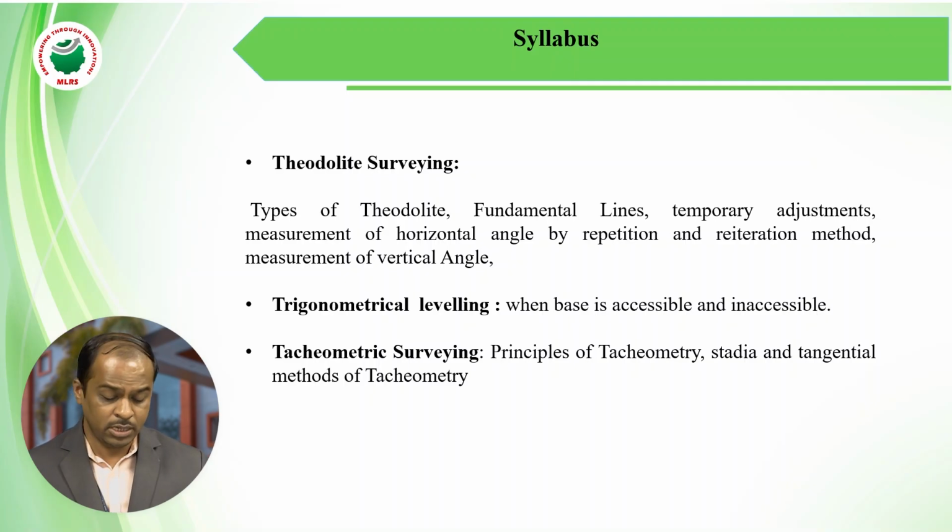After that, by using a theodolite with some alteration, we call it tachometric surveying. In this surveying, we are measuring the horizontal distance, vertical angle and vertical height between multiple points by using tachometric constants. So this is about the syllabus of the theodolite surveying.